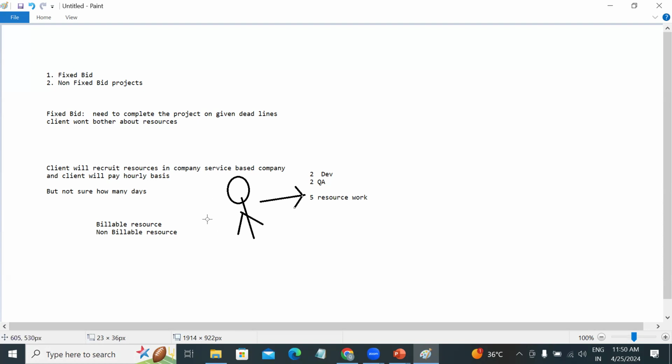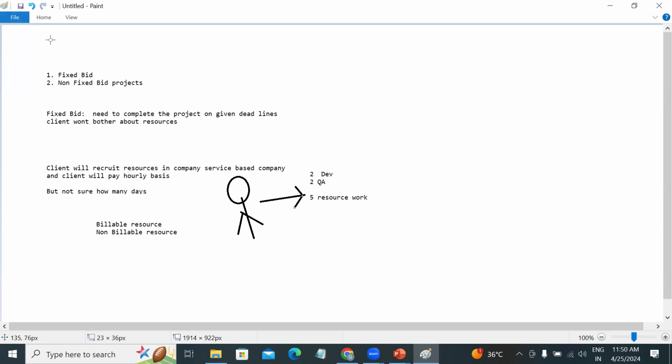But this concept exists only in service-based companies, not in product-based companies. Because in a product-based company, you are the client. There is no client concept in a product-based company, only in service-based companies. Okay. Your life is secure only in a product-based company, not in a service-based company.